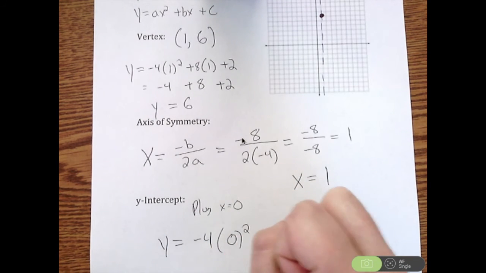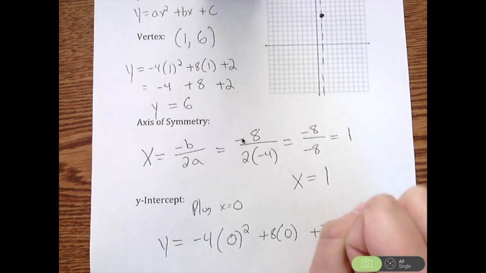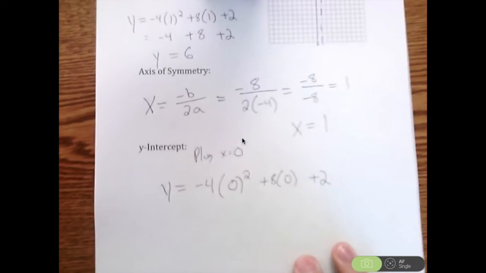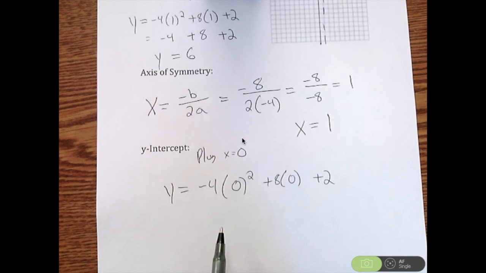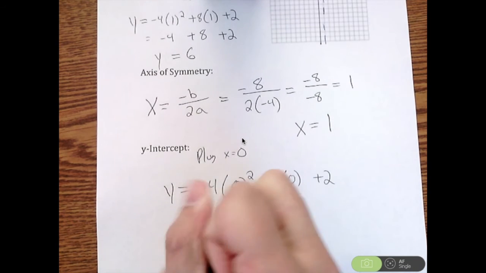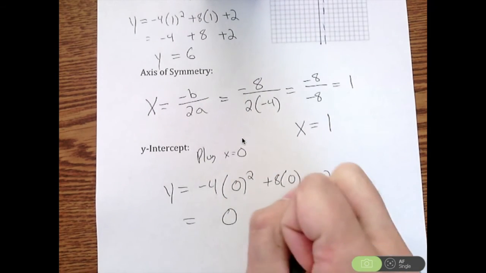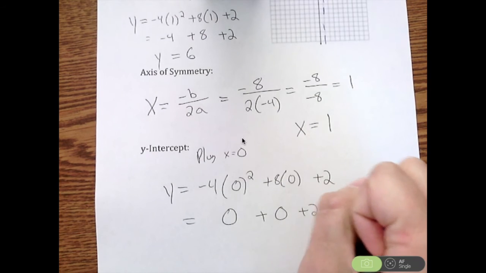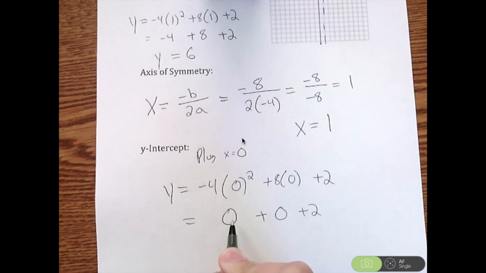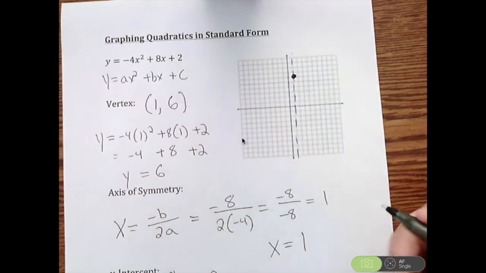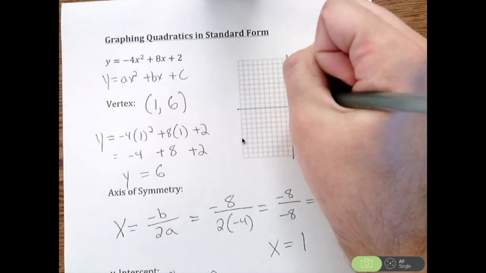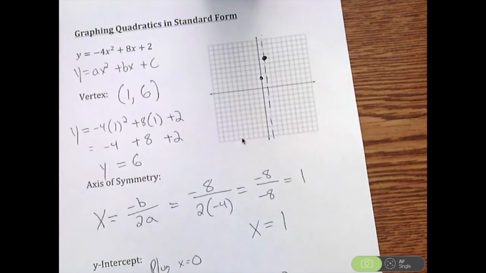0 squared plus 8 times 0 plus 2. 0 squared is just 0. 0 times negative 4 is 0. 8 times 0, 0, then plus 2. So 0 plus 0 plus 2, you get 2. So if we go back up to the top on my graph, we look for, hey, where's a y-intercept at 2? It's this point. And we could write that as a coordinate. So I'm going to write that as 0, 2.